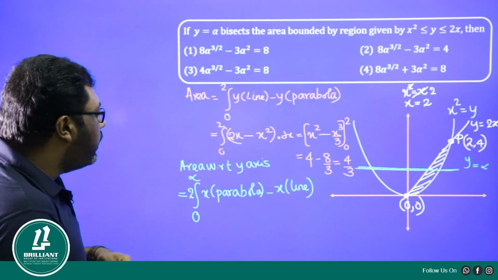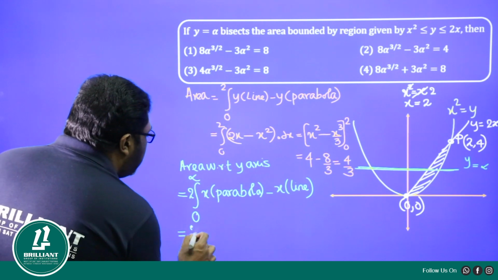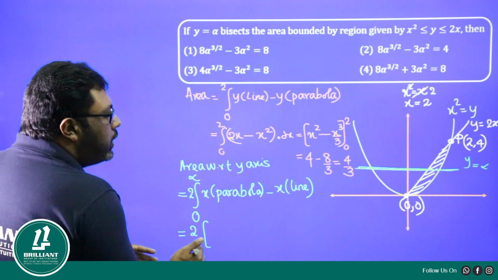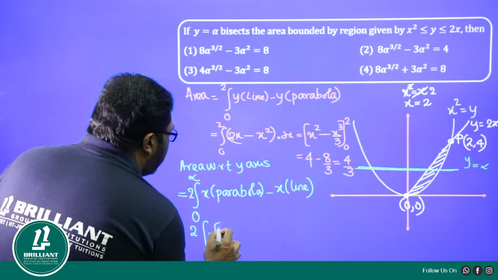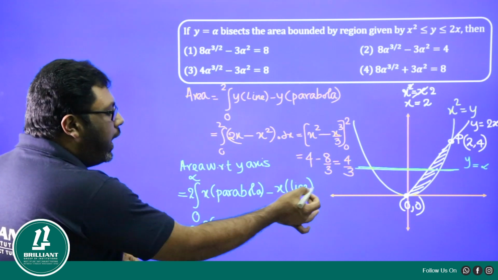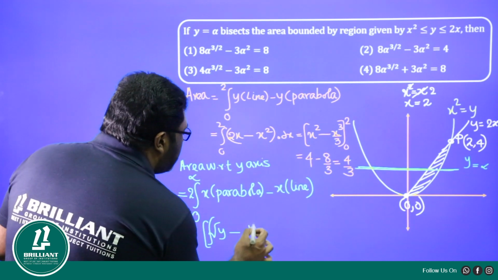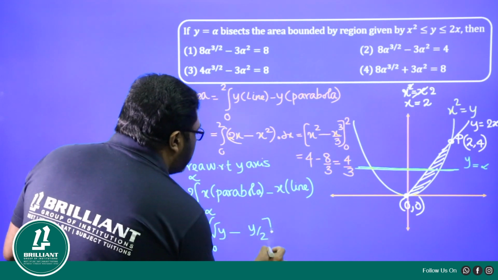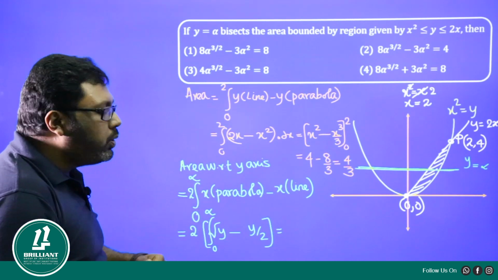So what is the x of the parabola? Clearly, what is the x of the parabola? It is root y. Yes, x of the parabola is root y minus, what is the x of the line? X of the line is y by 2. And the limit is from 0 to alpha. Okay, if I integrate it, what is root y?